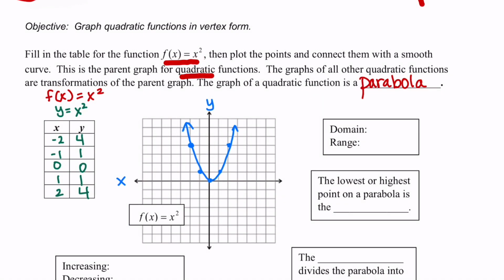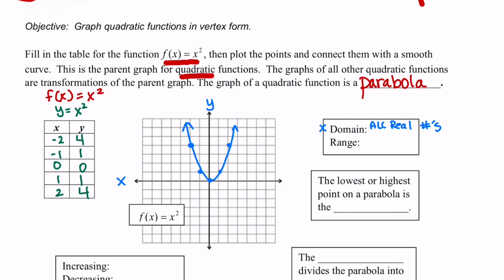Now the domain has to do with the x's. What x's could we put in here? Now we were just picking random numbers, but there's no restrictions on the x. I could pick any x and it would work. So we're going to put on domain, all real numbers. I could put a pi in there, I could put a half or a fourth, any number I could square.